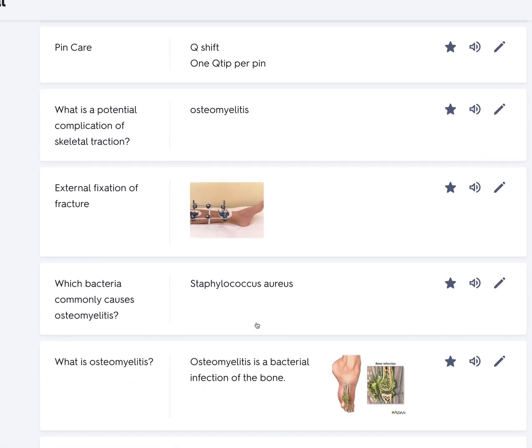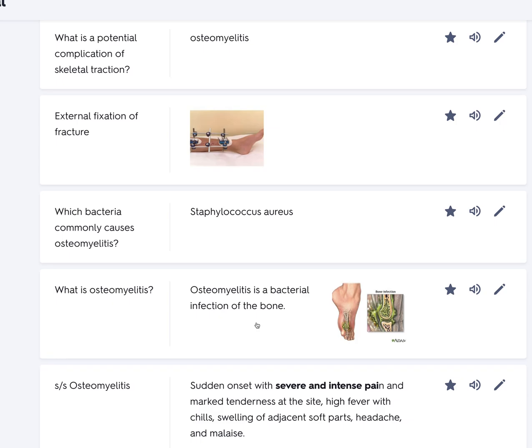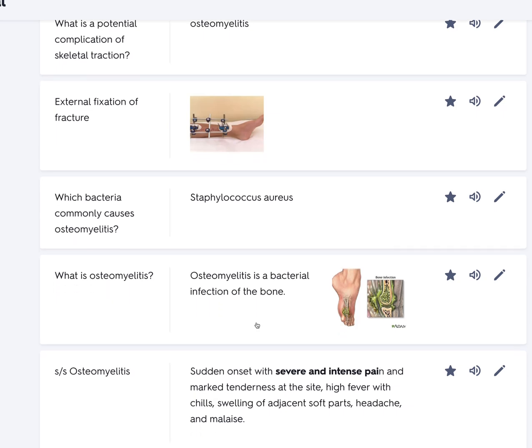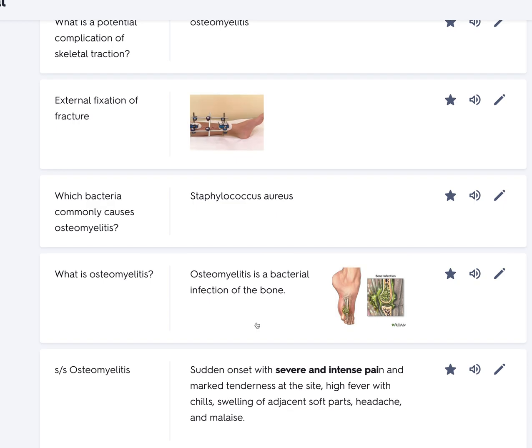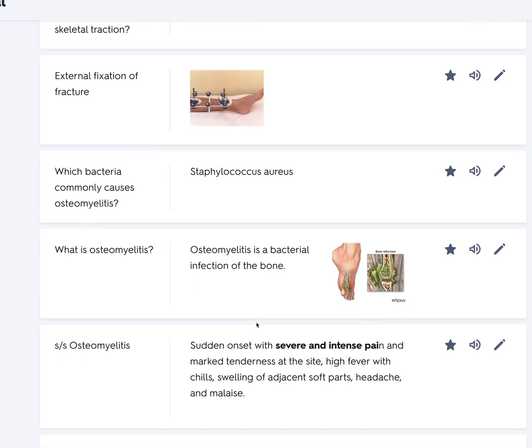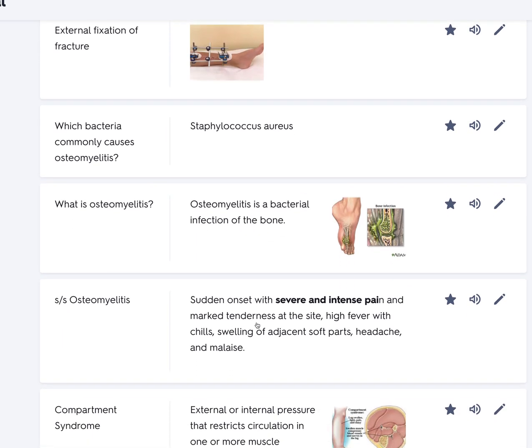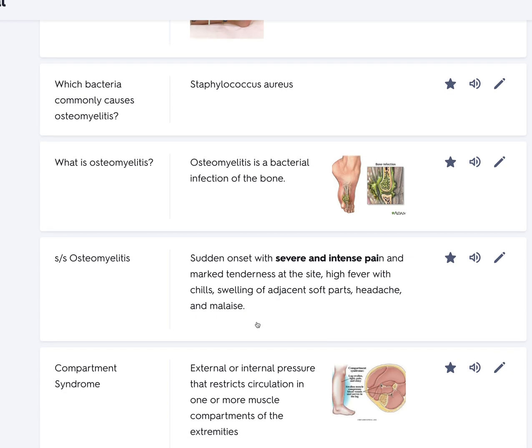All right, so osteomyelitis, it's a bacterial infection of the bone. People that have external fixations and skeletal traction are going to be more at risk. Of course, open fractures, definitely at risk. So the signs and symptoms: sudden onset of severe and intense pain, marked by tenderness at the site, fever, obviously high fever with chills, swelling of the skin, headache, and malaise. So it's not fun. And it takes a long time to treat it, like months and months of IV antibiotics. So you want to try to prevent this at all costs.